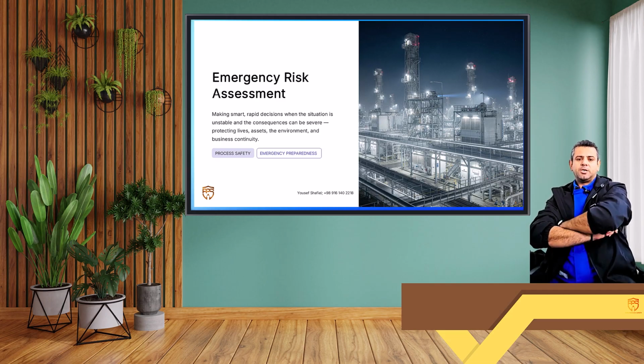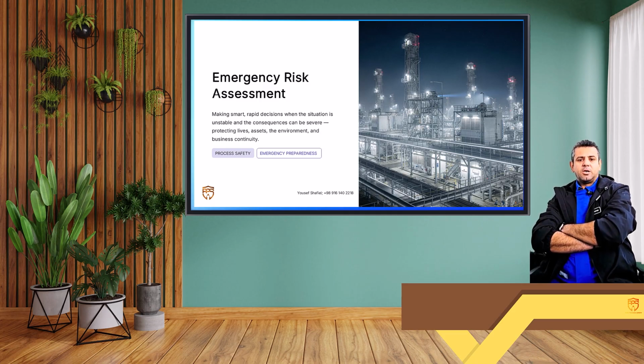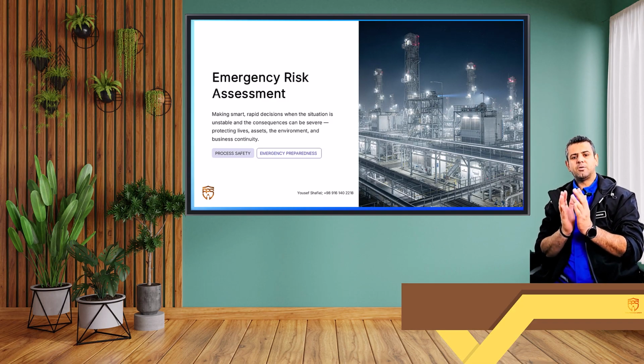This is not just a theoretical exercise, it's a practical decision-making tool used in high-risk industries such as gas, petrochemical plants, and refineries. Whenever there is a fire, toxic release, explosion risk, equipment failure, or similar hazard, emergency risk assessment becomes a critical part of the response.